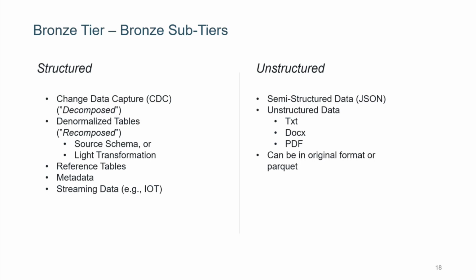So some other structured parts of a bronze tier can look like those reference tables I was talking about earlier. You may have also a lot of metadata that you can add to your source data, and you can have the streaming data that we talked about as well. In your bronze tier, you also have the opportunity to introduce some unstructured or semi-structured data. You can load CSVs, you can load Excel files, you can load text and PDFs.